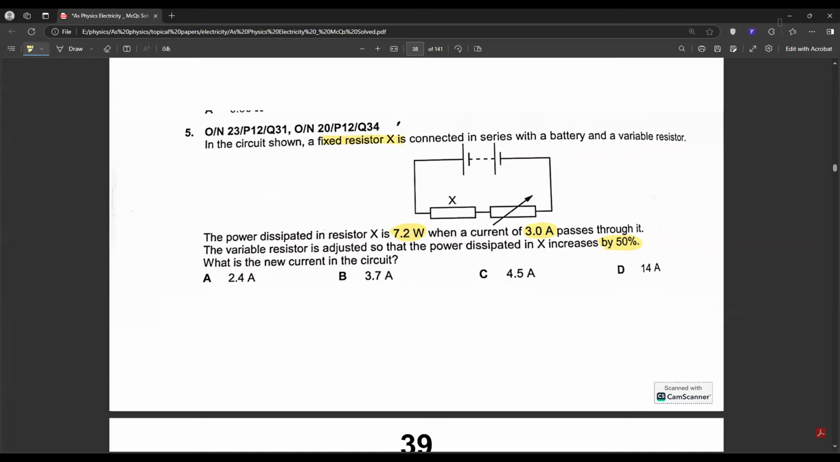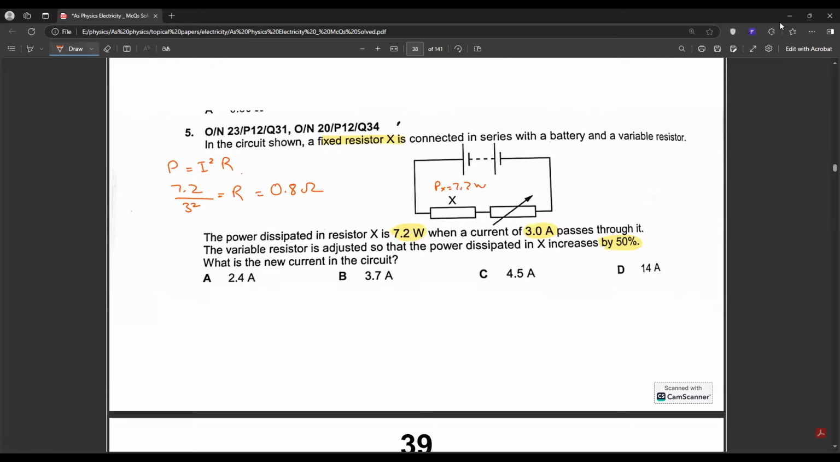What you can do right off the bat is you are given that the power of X is 7.2 watts, current is 3 ampere, power is equals to I square R. Power is 7.2. Current is 3, take a square of 3. Your resistance comes out to be 7.2 divided by 9, which is 0.8 ohms.